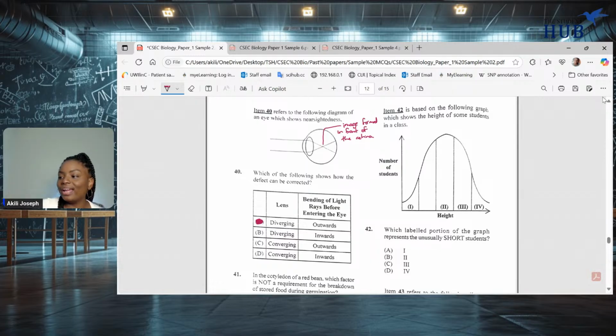So this curve is showing a normal distribution. Here you have the range of heights on your x-axis, going from the lowest height to the highest of heights. The shorter heights would be in this region, average in the middle, and tallest to the right. So your unusually short students would be in region A of the graph. Why isn't it, chat?